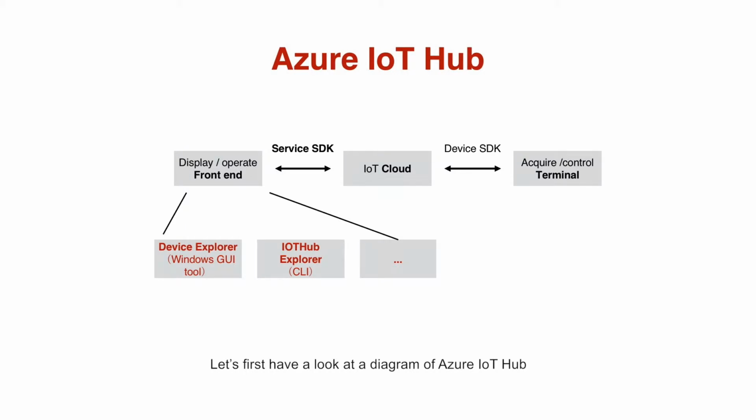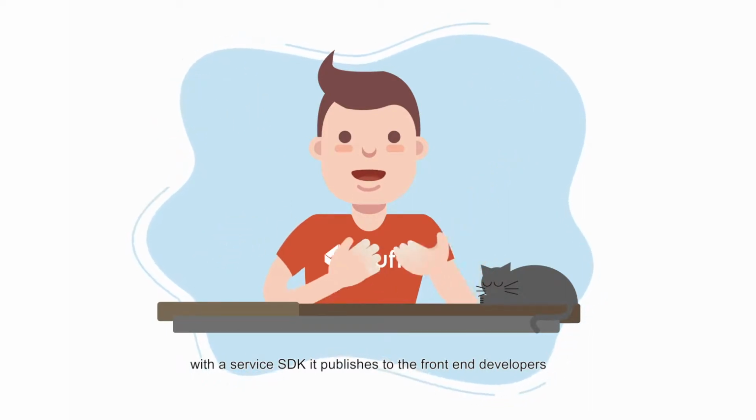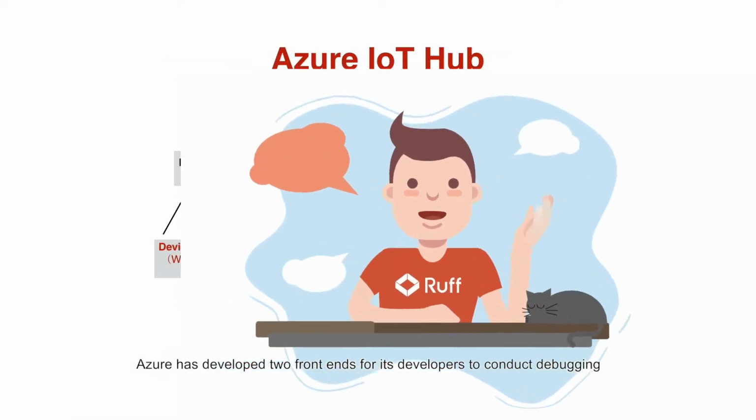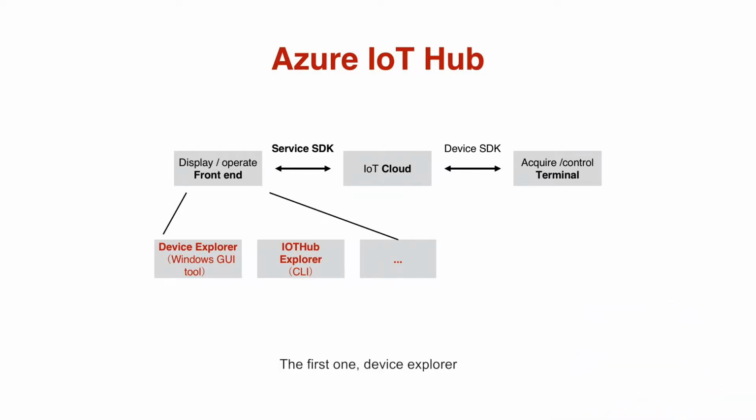Let's first have a look at the diagram of Azure's IoT Hub. The upper half of this diagram shows, as we discussed before, the three parts of modern IoT application structure, namely the front end, the IoT Cloud, and the terminal. It's worth mentioning that with the Service SDK it publishes to the front-end developers, Azure has developed two front ends for its developers to conduct debugging. They are Device Explorer and IoT Hub Explorer, respectively. The first one, Device Explorer, is actually a GUI tool of Windows, and the other, IoT Hub Explorer, is a command line tool. It must be run under an environment of Node.